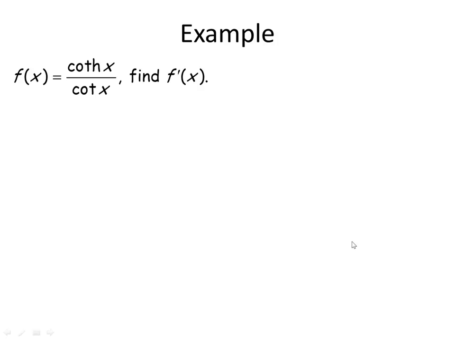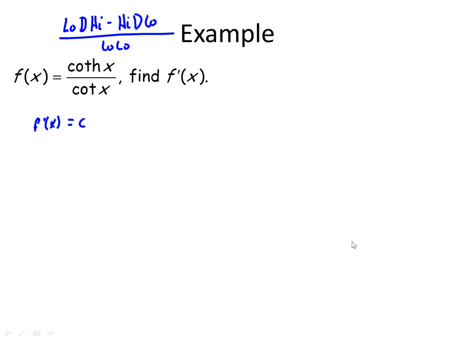I ask this question all the time in Cal 1. What do you see? Quotient. This is a quotient. Therefore, you're going to have to use the quotient rule. Do you remember the quotient rule? What is it? Low D high. That's your quotient rule. Low D high minus high D low over low low. Okay, so let's find f prime of x.